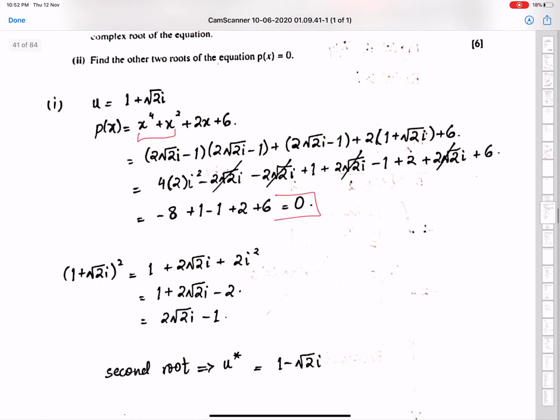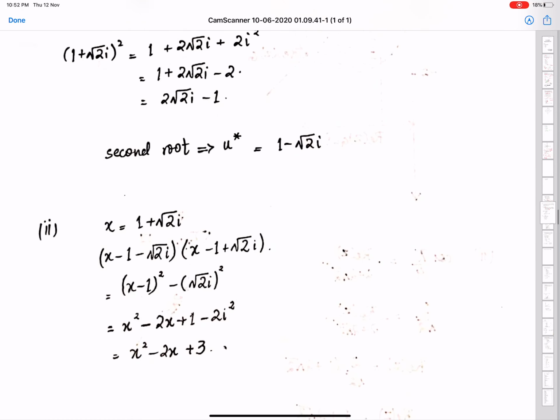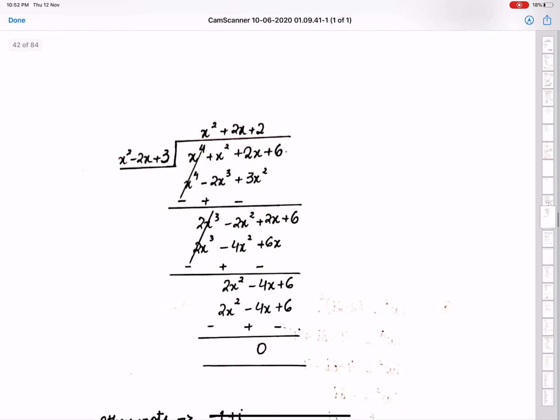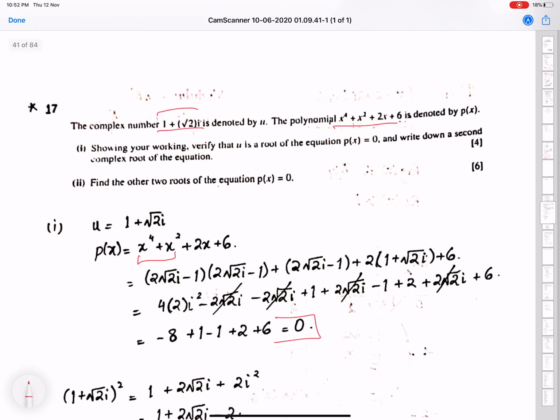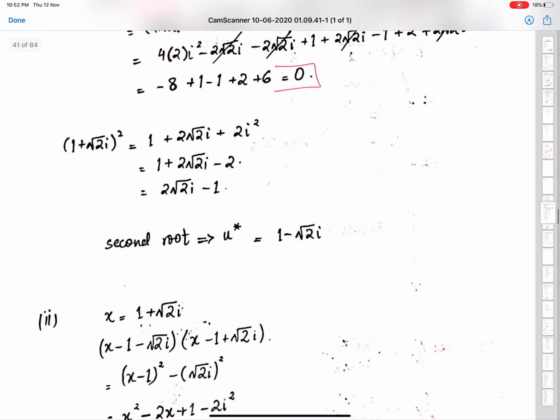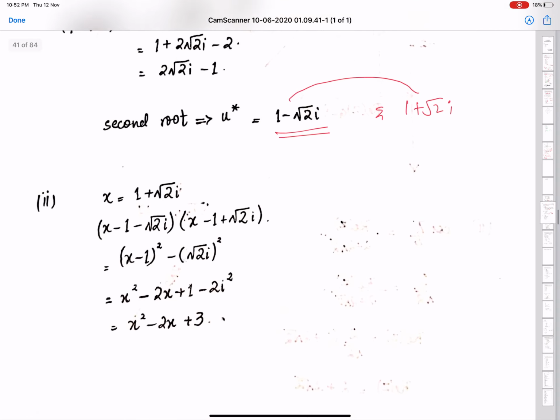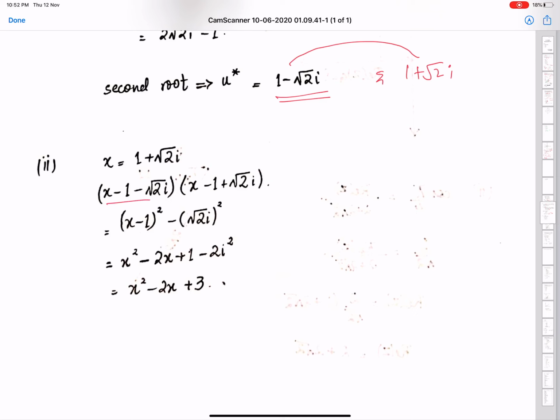Find the other roots. So this is the first root and its conjugate will be the second root. So we have two roots, 1 minus root 2i and 1 plus root 2i. So use these two roots and get a quadratic factor. By using these two roots, we can get this quadratic.